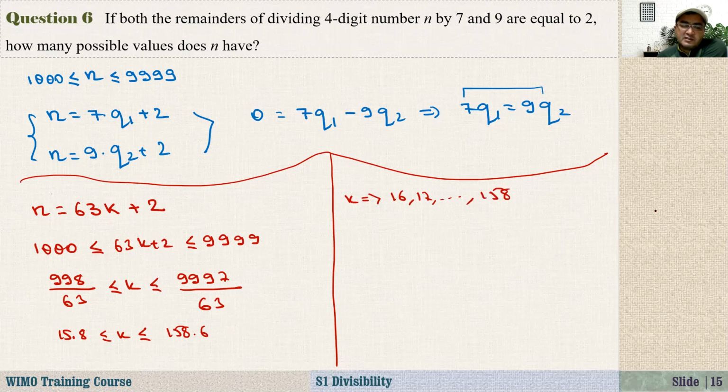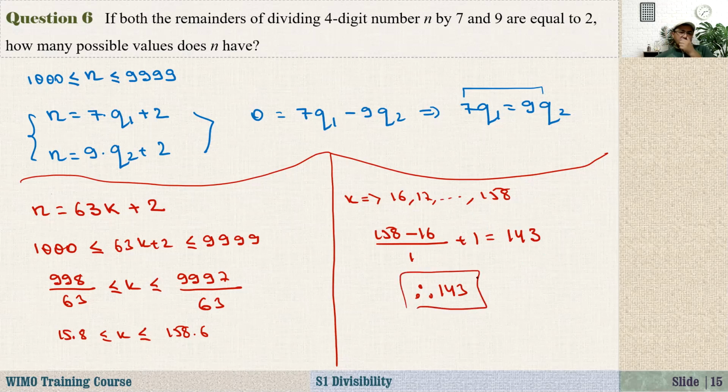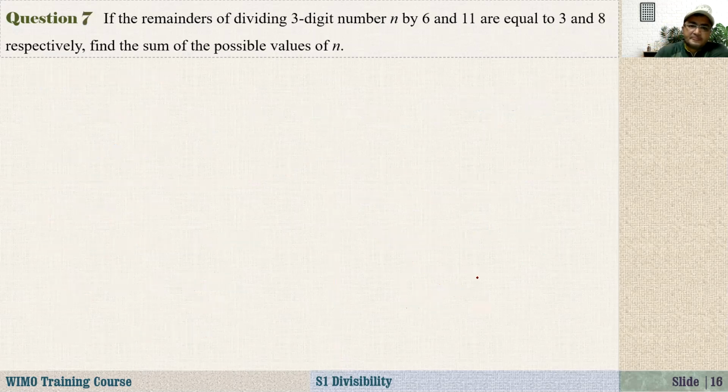So that was the question. How many possible values does n have? Now to find the number, 158 minus 16, increasing by 1, plus 1, that's equal to 142 plus 1, that's equal to 143. The answer is it has 143 possible values if it is a 4-digit number. And when we divide by 7, the remainder is 2. When we divide by 9, the remainder is 2. So we have such 143 different 4-digit numbers. We satisfy all of these conditions.